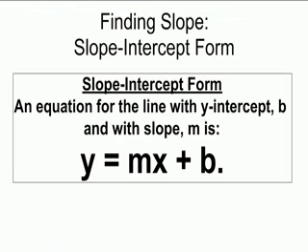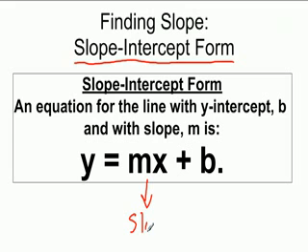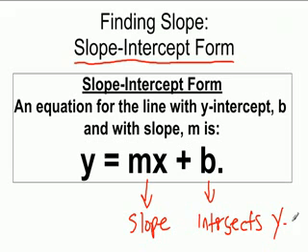Alright, now, the second way you can find the slope is using the slope-intercept form. The slope-intercept form just states that equations have to be in this form: y first, equals mx plus b, where m is the slope and b is where the line intersects with the y-axis.